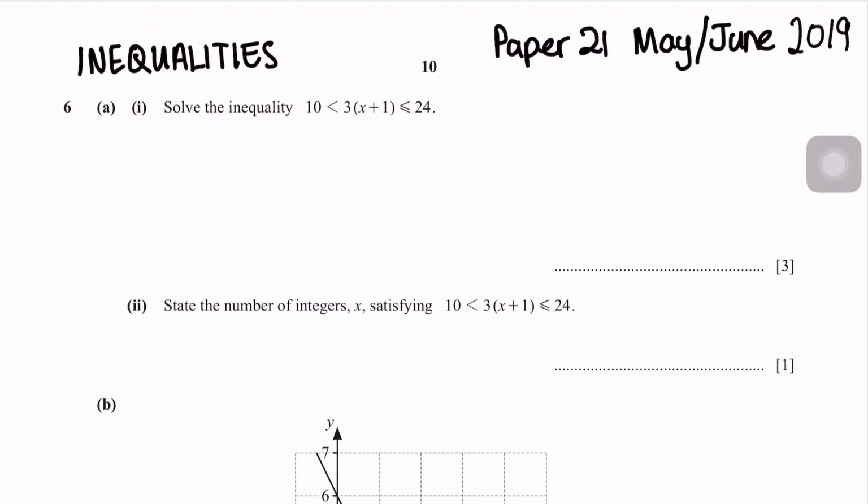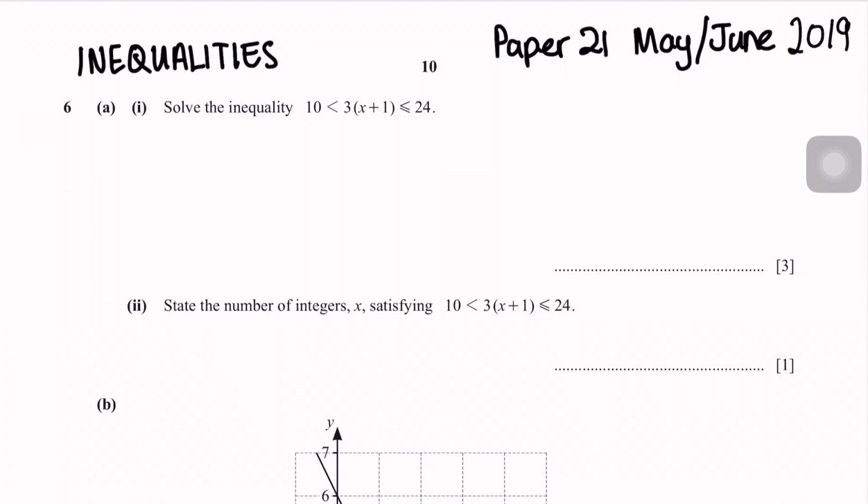So today we are going to do paper Maths D 4024 paper 21 May-June 2019. I choose this question 6 under the topic of inequalities, page 10. So let's begin to answer this question.